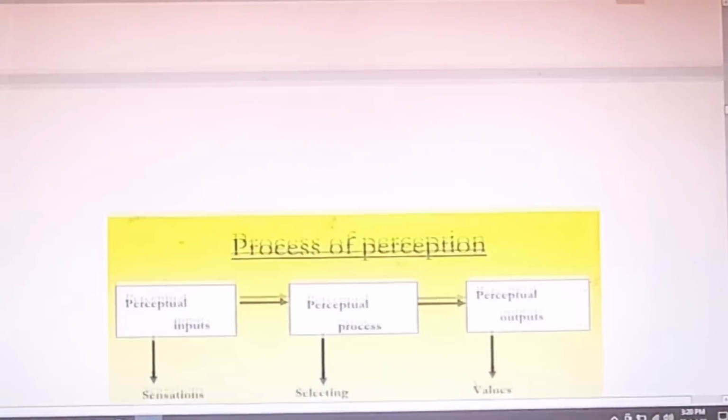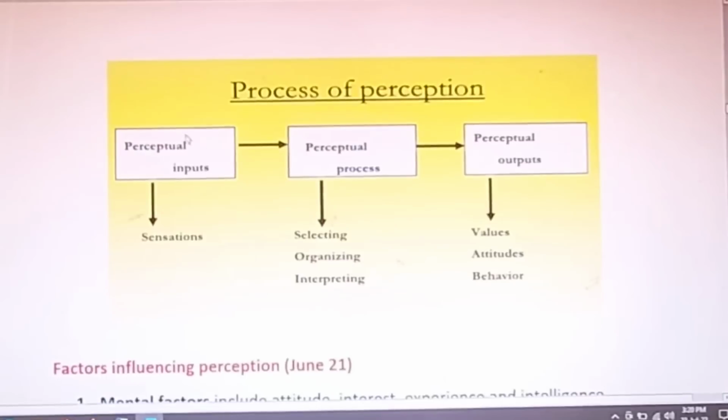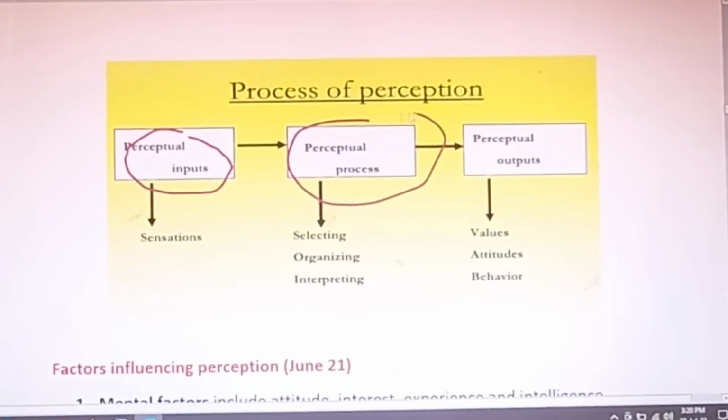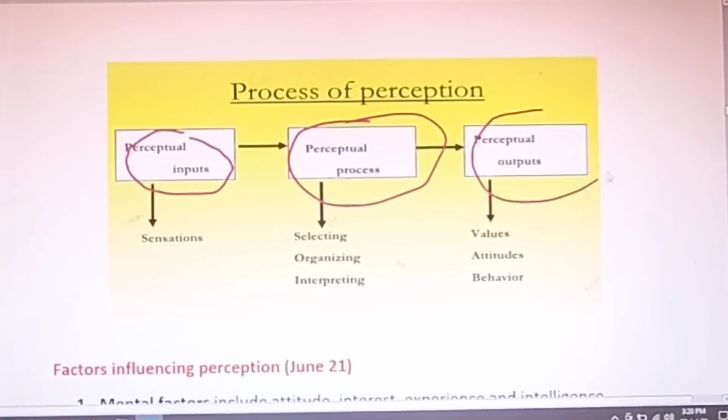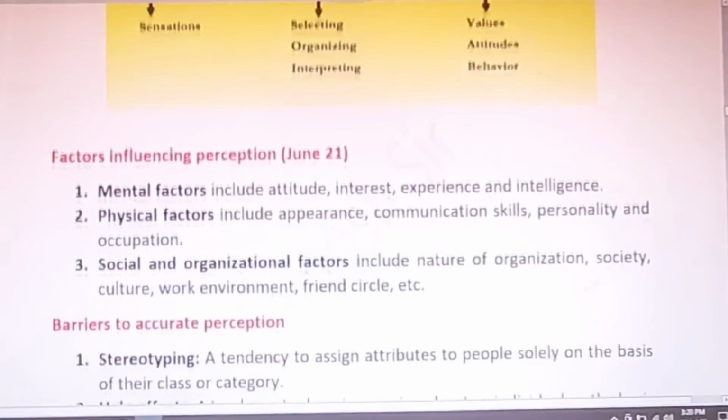Okay, these are the different processes of perception. Like here, these perception inputs are there, and here throughputs, and this is output. So like this, basically there are 3 processes, right? So you can explain all this.